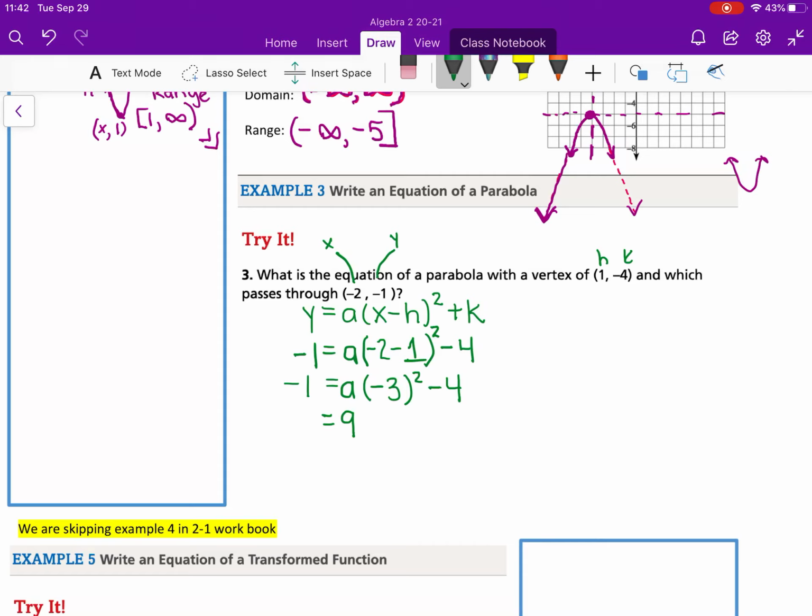Then PEMDAS says I need to do the exponent. So what is -3 squared? That's -3 times -3, which is +9. And last, actually there's 2 steps. So I'm going to add 4 and get 3 equals 9a.